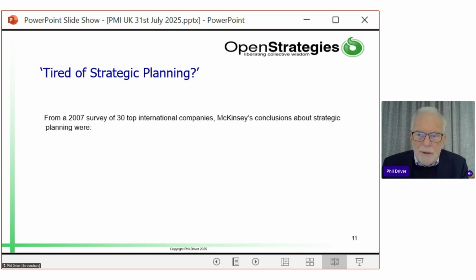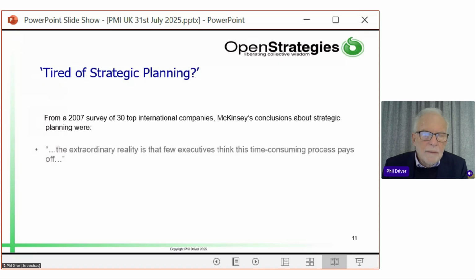I don't know if you've had too much strategic planning, but this was a review done by McKinsey back in 2007. And I still quote this because I just love the quotes. So they interviewed chief executives of 30 top international companies. So we're talking the likes of Nike and Boeing and so on. And this is what they concluded. Possibly hard to believe, but in my experience, that is true.